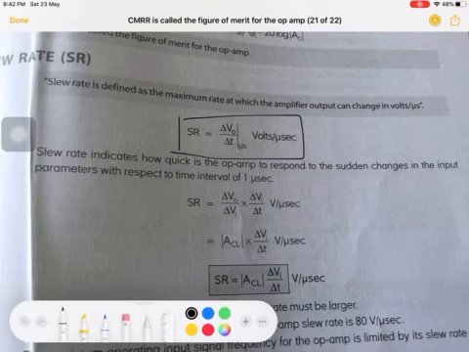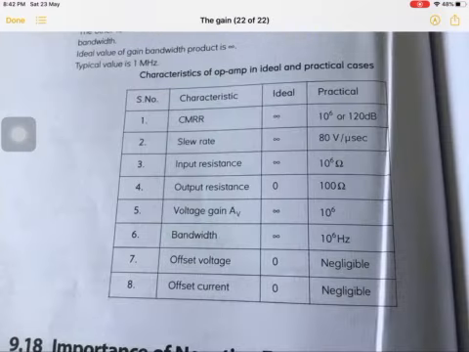One more parameter is slew rate. Slew rate is defined as the maximum rate at which the amplifier output can change, that is delta V0 by delta T, or dV0 by dt, the differentiation of the output voltage with respect to time. Its units are generally given in volt per microsecond. These are the values of ideal and practical cases for CMRR, slew rate, input resistance, output resistance, voltage gain, bandwidth, offset voltage, and offset current.